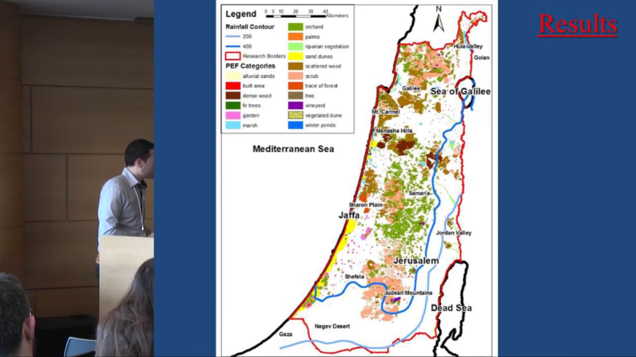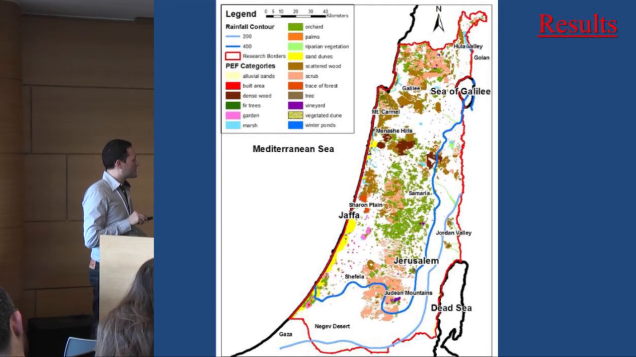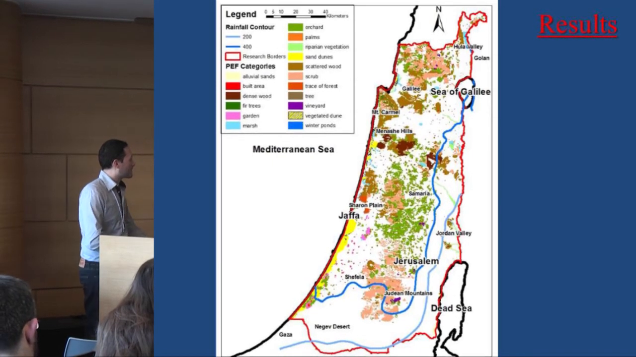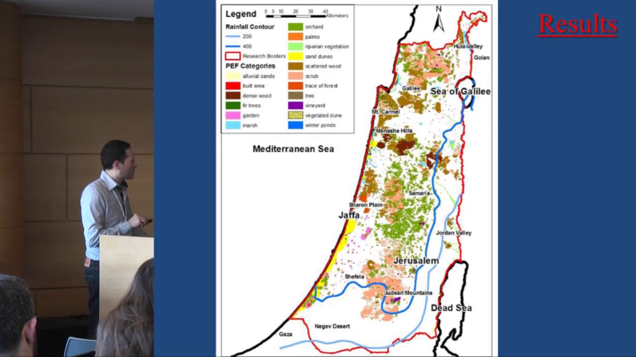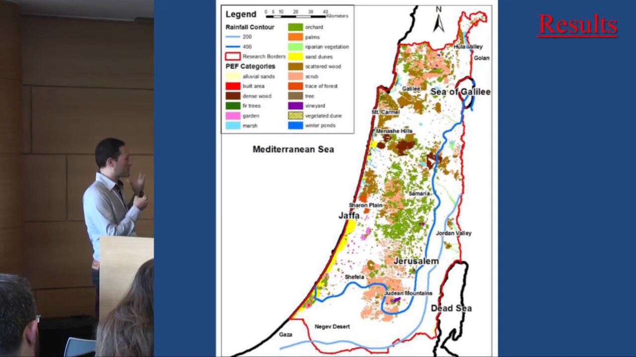The result. So this is the PF map digitized. The red line is the research area. So this is what I actually digitized. As you can see, for example, all of this yellow color is sand dunes. Here you have a lot of green, which are orchards. Here you have more brown shades, which are more natural features such as woods and scattered wood. And if you are more into numbers, from this digitization of the map, you can also extract numbers.